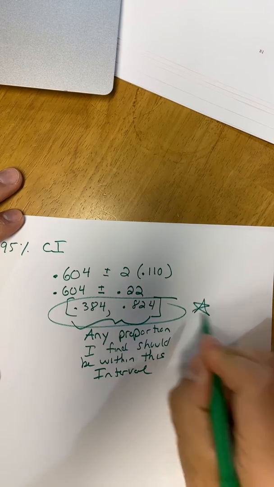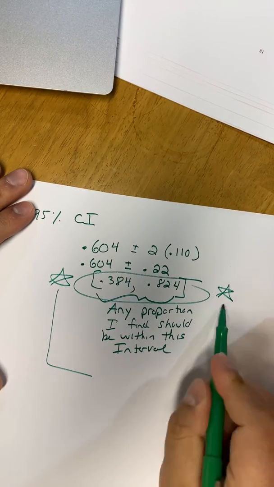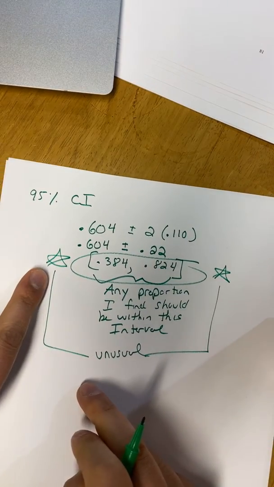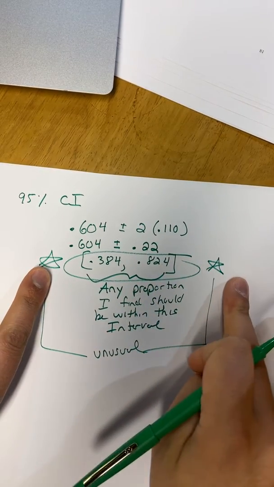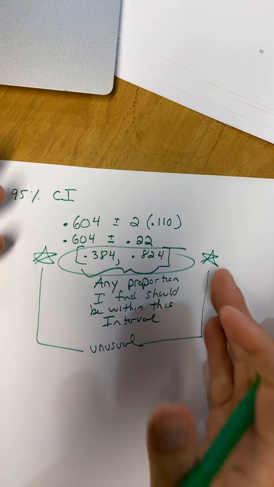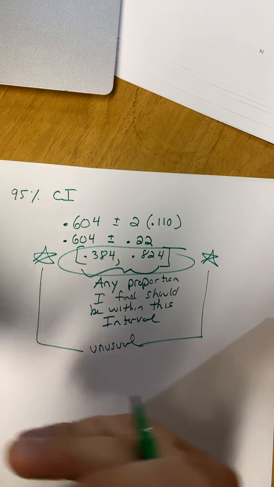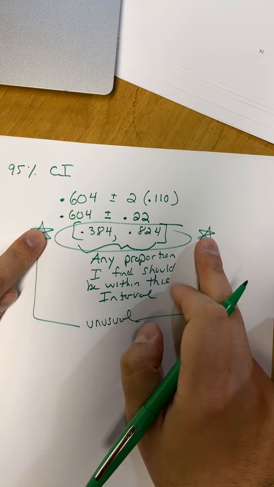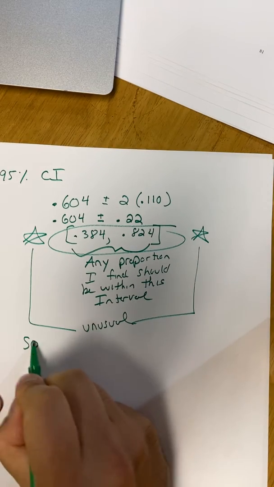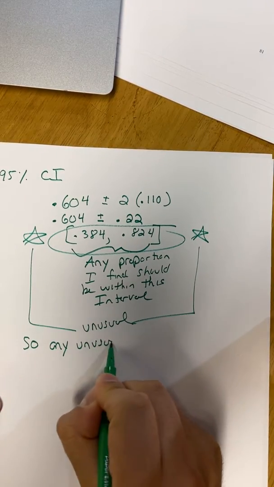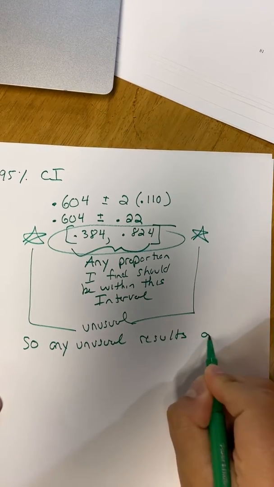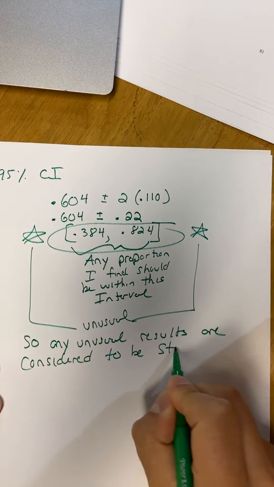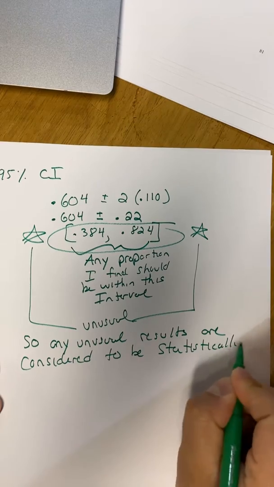But if I find a proportion over here or over here, these outside of it are considered unusual. Very unusual that I would find something below that or above that, which makes sense. It would be pretty awkward to find 90% of them orange when only 60% should be. So if I see anything on the outside, I consider those results to be statistically significant. So any unusual results are considered to be statistically significant.